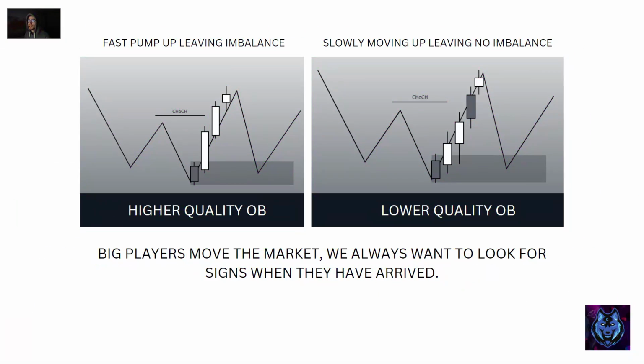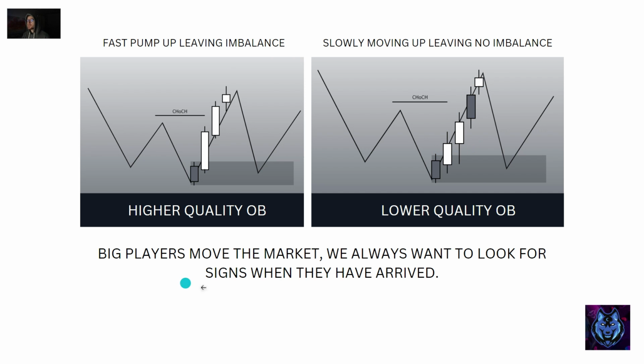Other ways of determining quality and low quality order blocks are: a high quality order block will have a break in structure and a change in character with massive momentum candles. It'll be a fast pump up, leaving behind an imbalance. A low quality order block is when we have price moving up slowly and it's not a big momentum candle. It's kind of a mixture, buy and sell candles kind of crawling to the top with no imbalance.